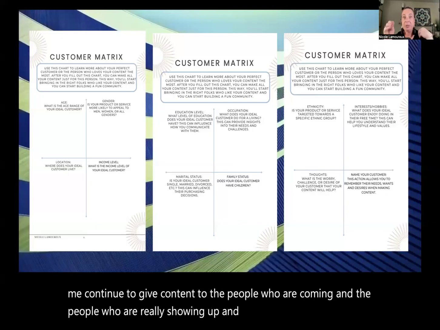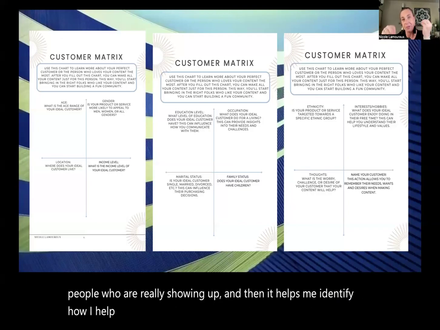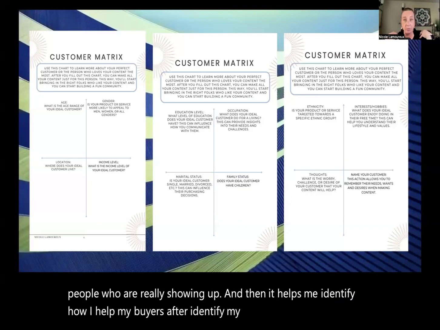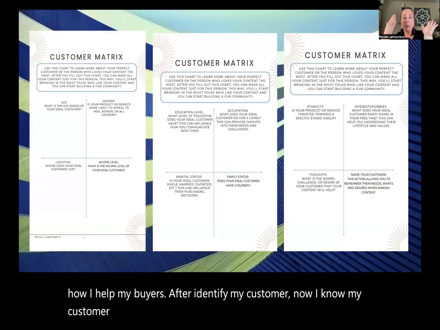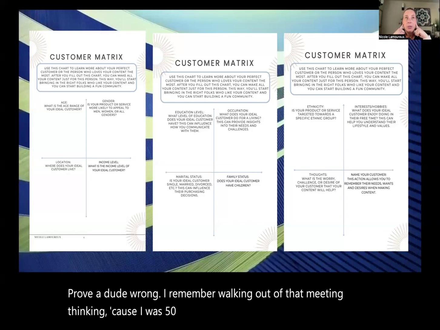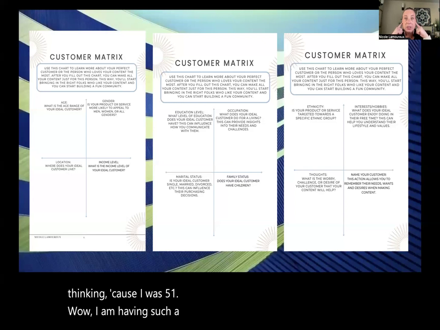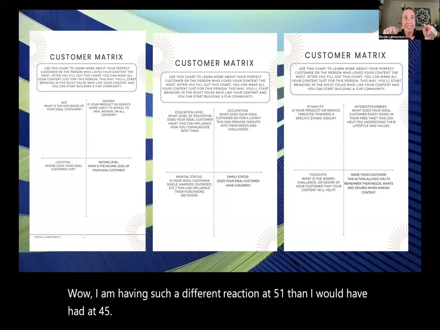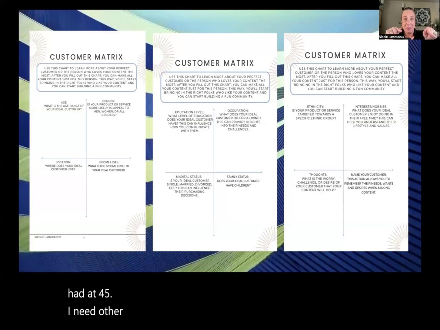And then it helps me identify how I help my buyers after I identify my customer. Now, I know my customer. I knew who my customer was the first day I did this Prove a Dude Wrong. I remember walking out of that meeting thinking, because I was 51, wow, I am having such a different reaction at 51 than I would have had at 45. I need other 45-year-old women to understand how wrong this guy was. And I need to talk about it.